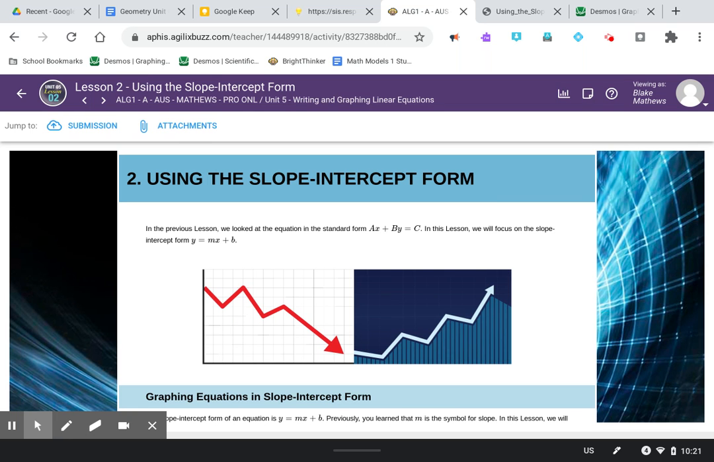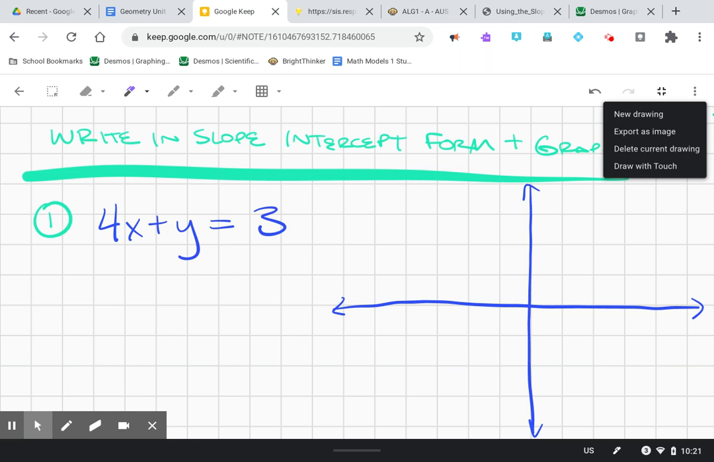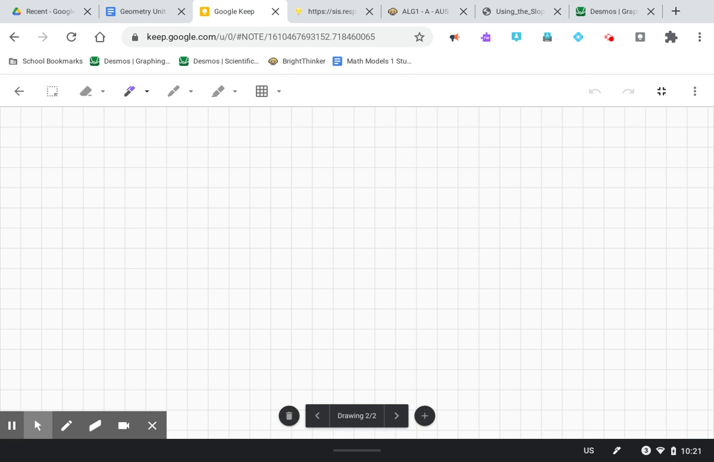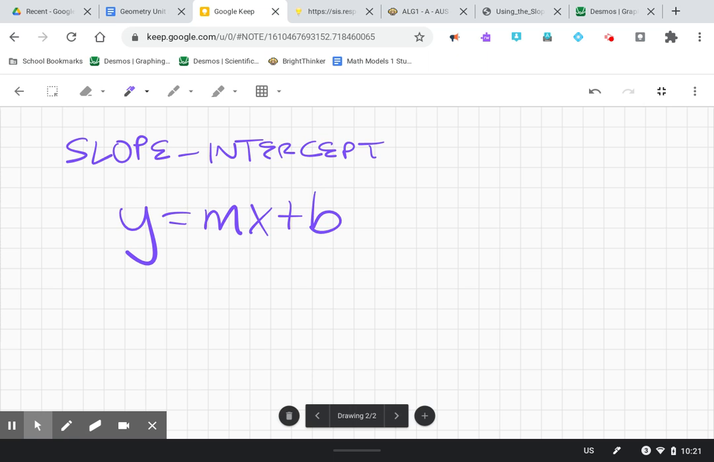All right, this is the Algebra 1, Unit 5, Lesson 2 video over slope-intercept form. So in the previous lesson, we were working with the standard form of the equation, and now we're going to be working in the slope-intercept form. Just to review, the slope-intercept form is the form of the equation, which we talked about previously, where you have the slope and intercept actually written in the equation itself. So it's already set up to have the slope and intercept there for you.